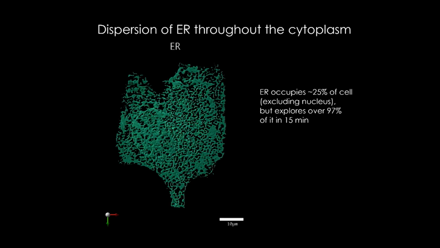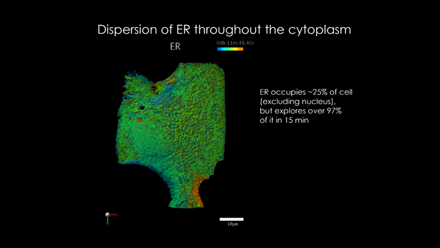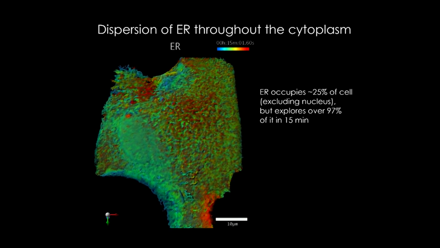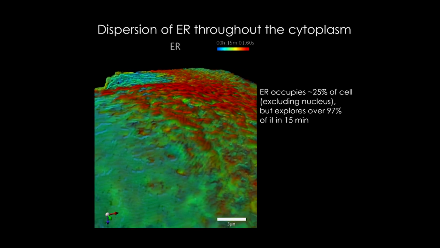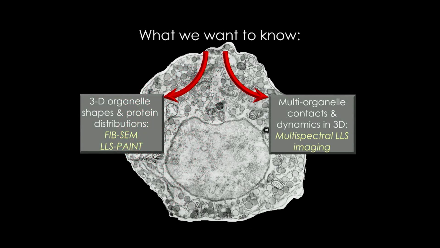Now let's focus in on the ER for a second. It occupies 25% of the cell cytoplasm. We can measure that using our Lattice Light Sheet three-dimensional reconstruction. What is interesting is that if we plot out the position of the ER over a 15-minute time period, which you can see in this movie, what we find is that the ER has pretty much explored the entire cytoplasm over just 15 minutes. So it is a very dynamic organelle that has lots of capability of communicating.